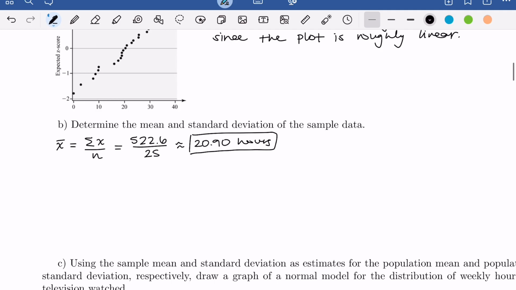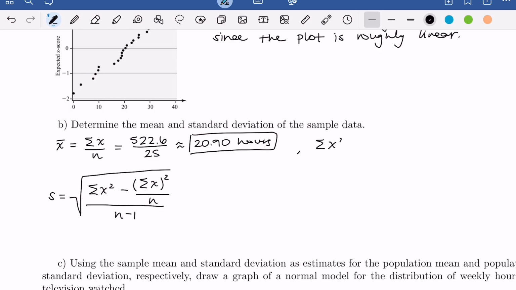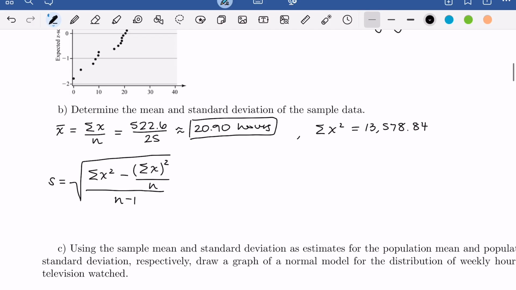Now, to find the standard deviation of this sample data, we're going to plug this into our standard deviation formula, which looks like this here. So we have all of this in our numerator, and in our denominator, we're going to have n minus 1, and this whole thing is under a square root. So we're going to plug in this information here. And so I'm going to give us the sum of our x values squared. This is going to be 13,578.84. Okay, so we have all of the other information that we can just plug directly into this formula here.